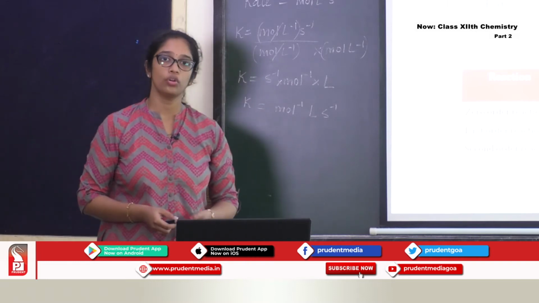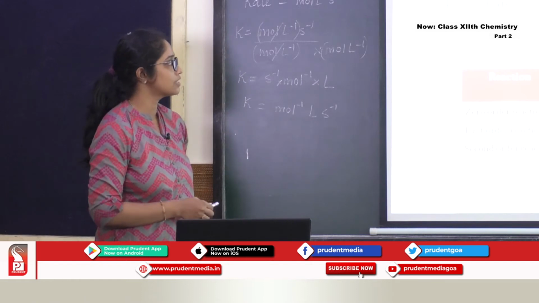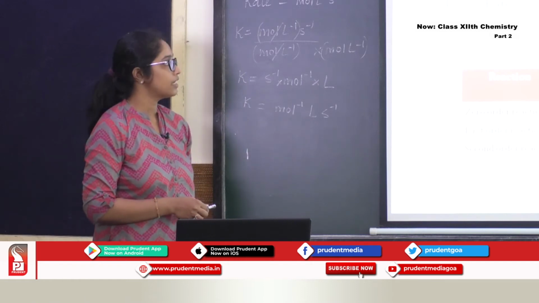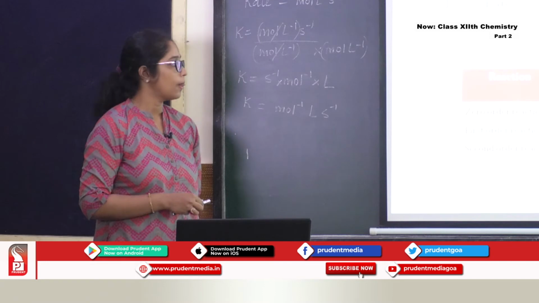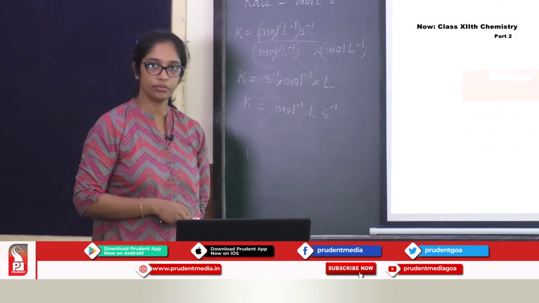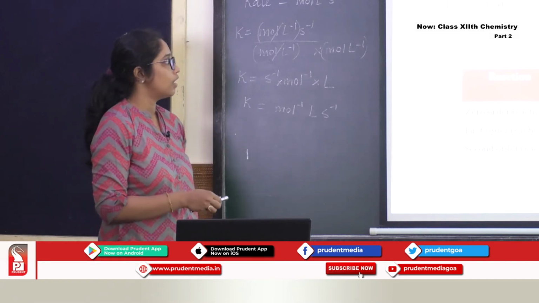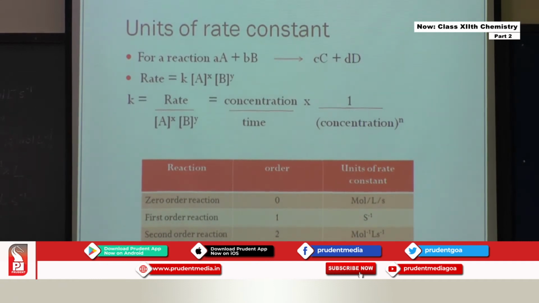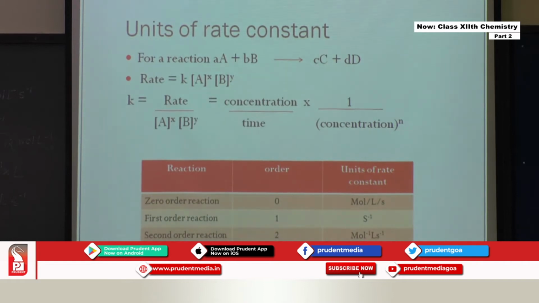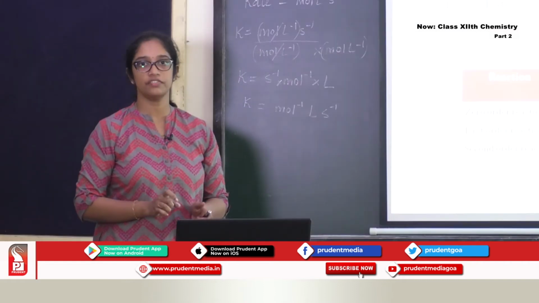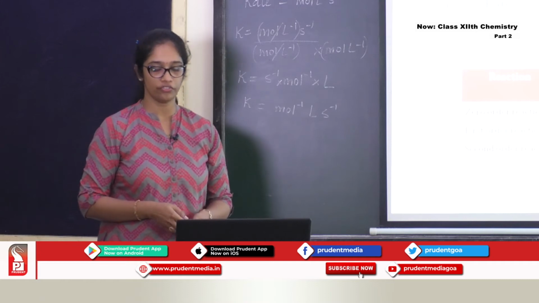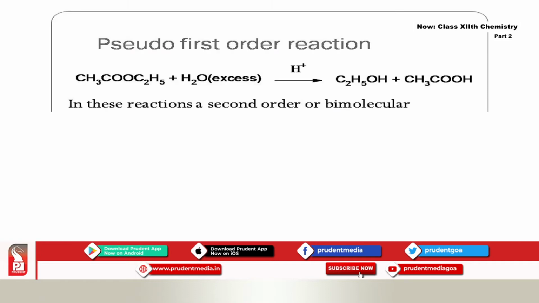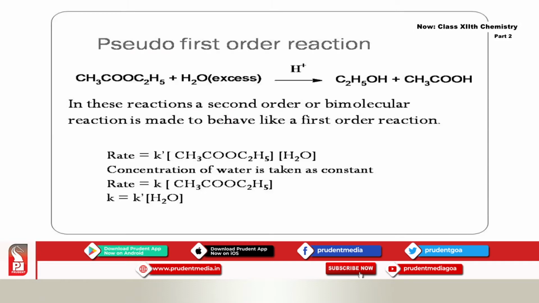So, whatever is the order of the reaction, you just have to use the same equation, replace the value of n as 0, 1, 2 and whatever the order is, and find out what is going to be the unit. So, it is the same equation that you are going to use to find out the unit of the rate constant. So, you need to remember that the rate constant does not have a specific unit, it depends upon the order of the reaction. Now, what we are going to discuss is what is pseudo first order reaction.